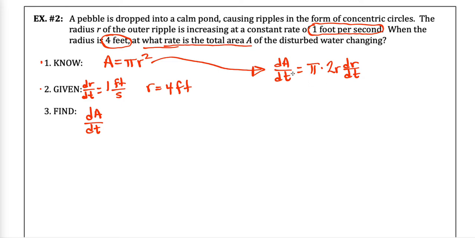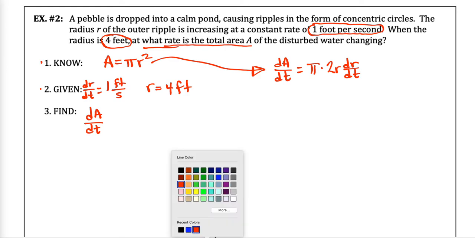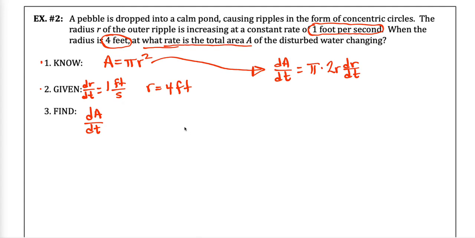Okay, so here's our derivative equation. And then if everything is set up right and if we have everything ready to go, we should be able to replace everything but one. dA/dt is what we're looking for, so this should be the only thing remaining. So I should have pi times 2 times 4 feet times 1 foot per second.